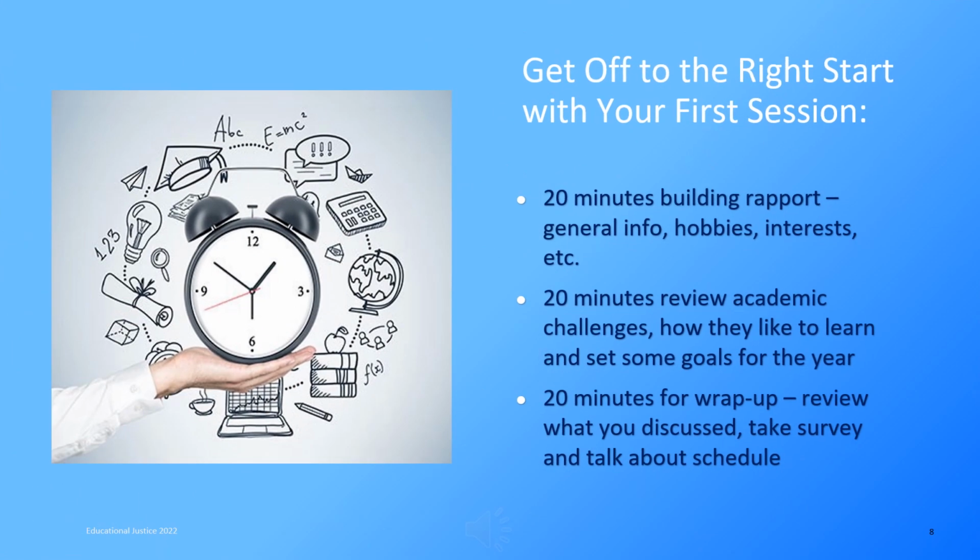The ideal structure of your first session is to spend about 20 minutes building rapport. Take this time to ask questions about school, extracurricular activities, and any hobbies or interests. Next, you will spend about 20 minutes learning about their academic goals, what they find challenging currently, and possibly how they like to learn. Lastly, take 20 minutes to wrap up. Take the session survey and confirm next week's session date and time that will work best for the scholar.